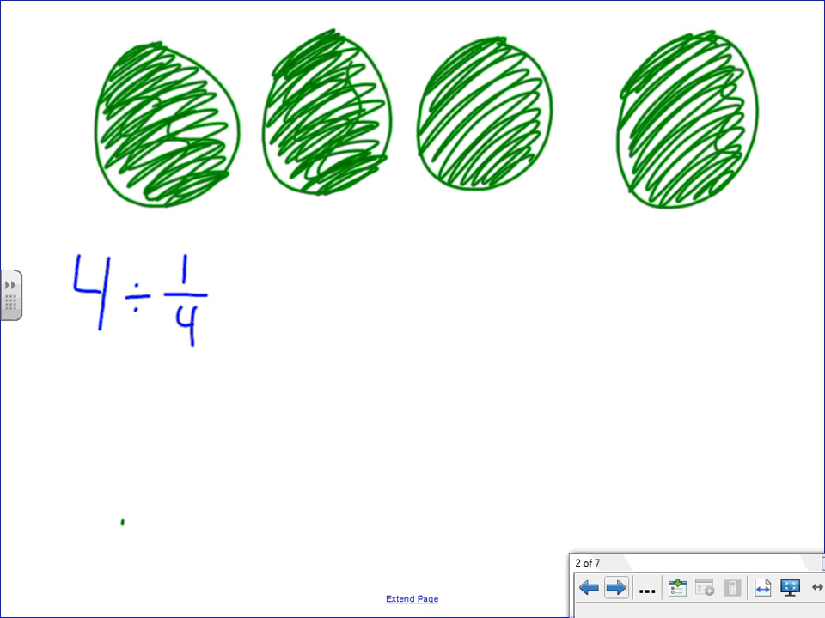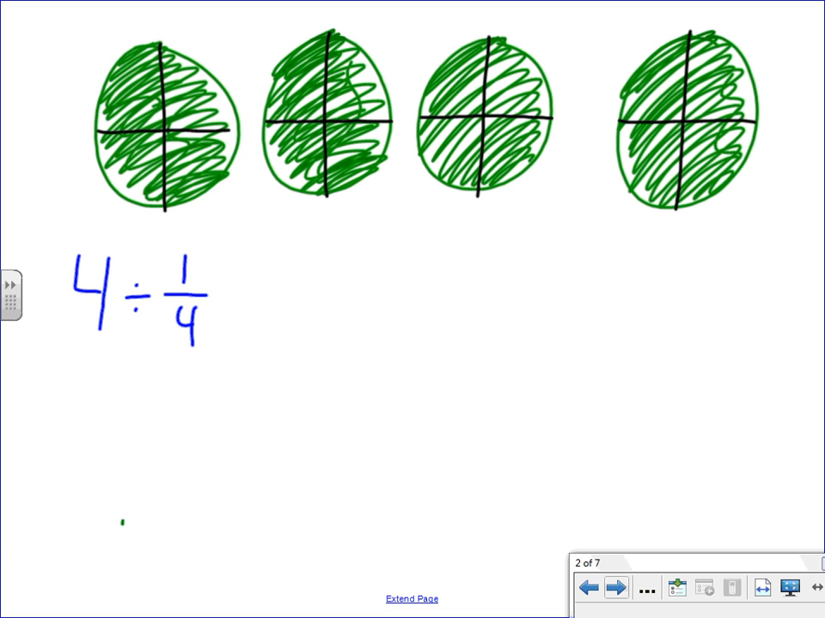Okay. So in order to do this, for me to give 1/4 of a piece of pizza to a student, I'm going to have to cut my pizzas up. So I'm going to have to cut them up into fourths. So here we go. There's another one. Here's another one. And the last one we've got cut into fourths. So now my pizzas are cut into fourths. I still have 4 whole pizzas. They're just cut into fourths.